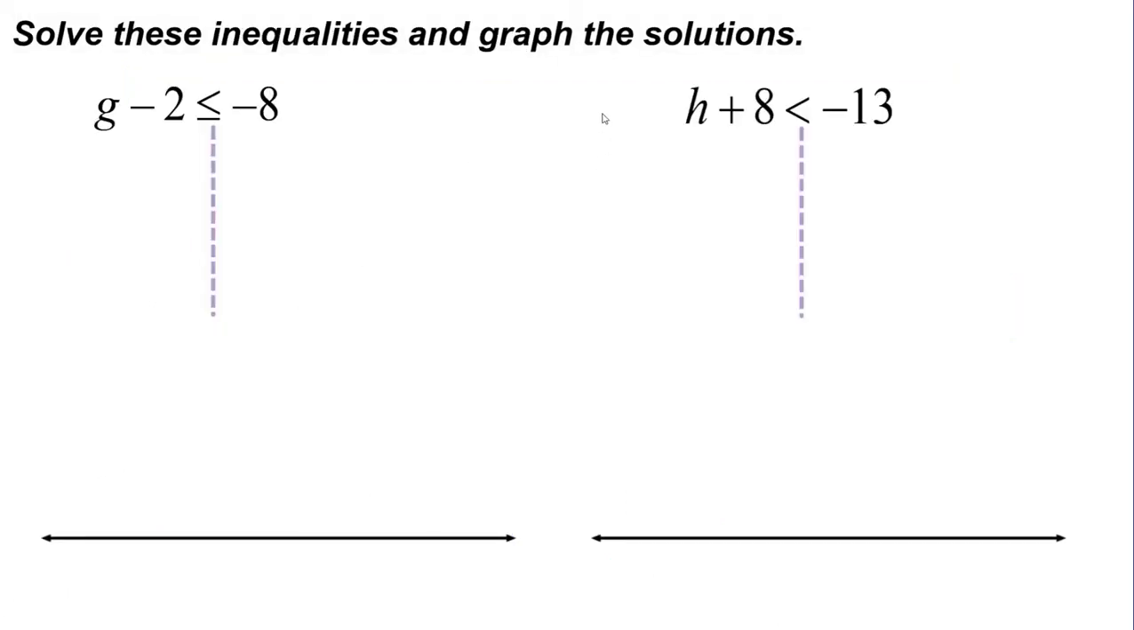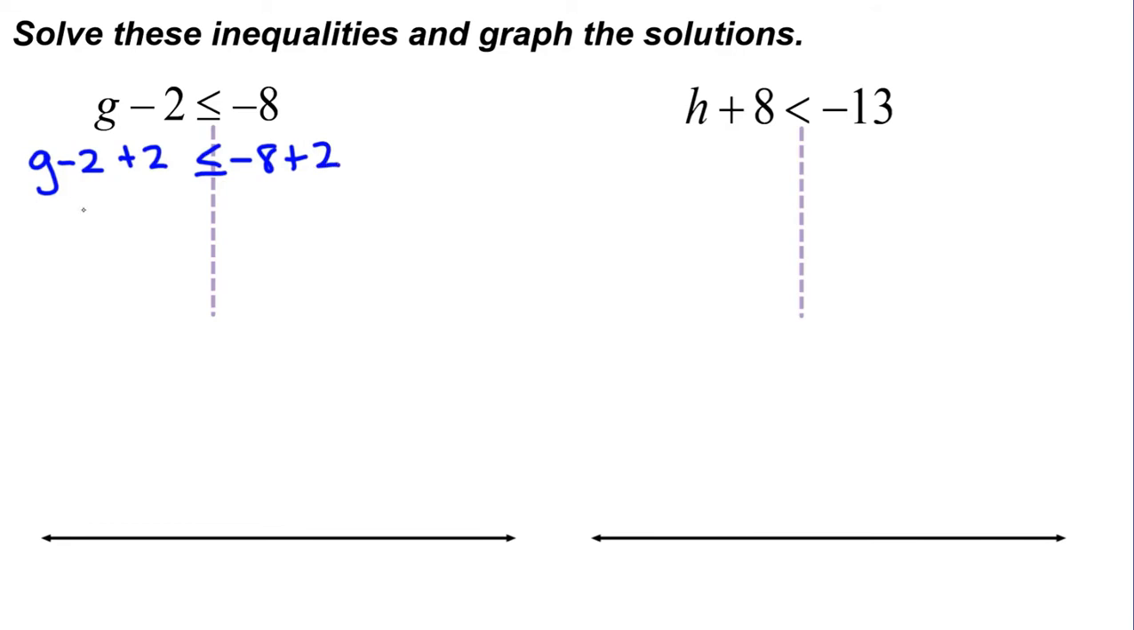So let's solve these inequalities and let's graph the solutions. G minus 2 is less than or equal to negative 8. So really what we're looking for is all the values of G that would make this true. So to do that, I'm going to have to undo this subtraction. So I'm going to be adding 2 to both sides. That's going to be less than or equal to negative 8 plus 2.